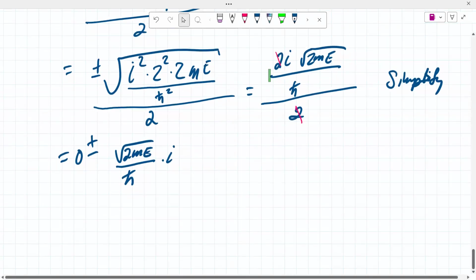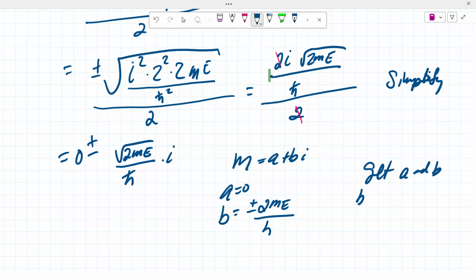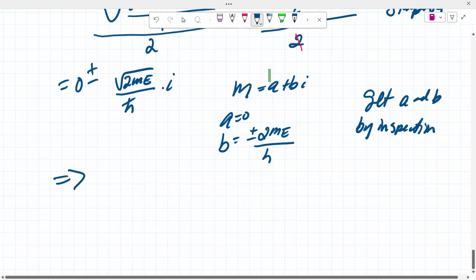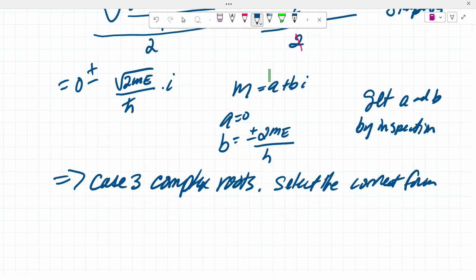Now this is useful because remember the next thing we need to do is we need to have our m equals a plus bi. So we need to take this form and match it up. So a equals 0 and b equals plus or minus root 2me over h bar, from this generic form, just matching it up. So we get a and b by inspection. Yep, it's complex roots. We get a plus or minus, so we're going to have to deal with complex roots. This is case 3, complex roots. So what do we do? We select the correct form and sub in.